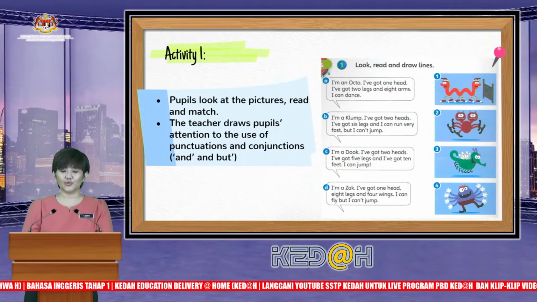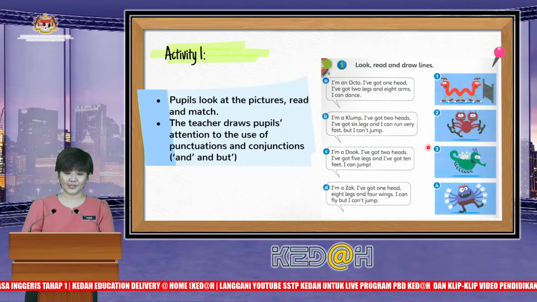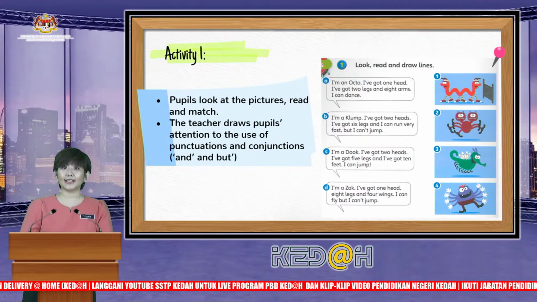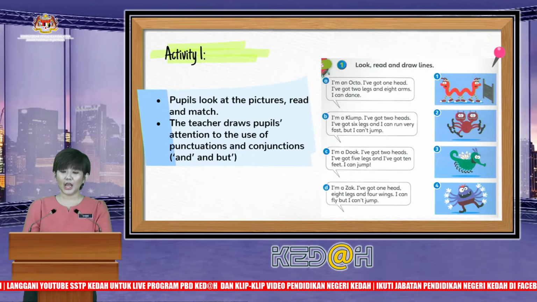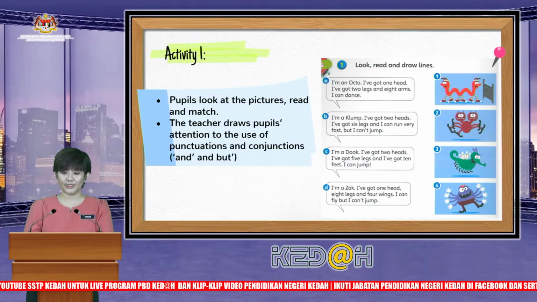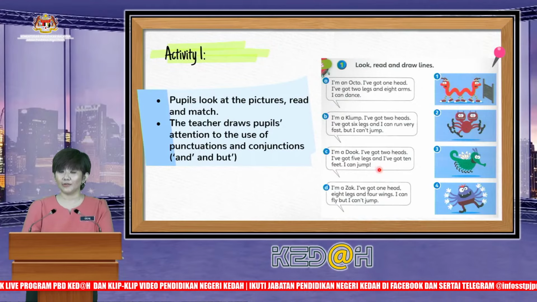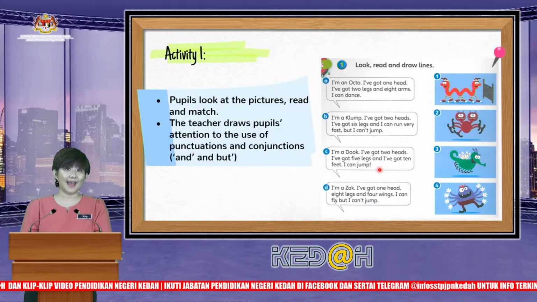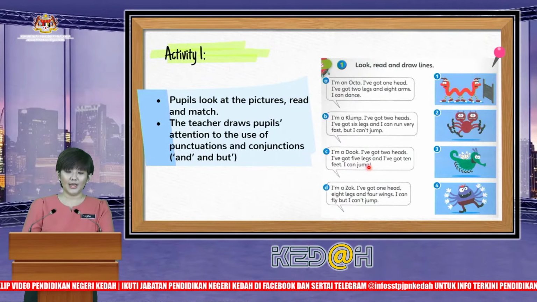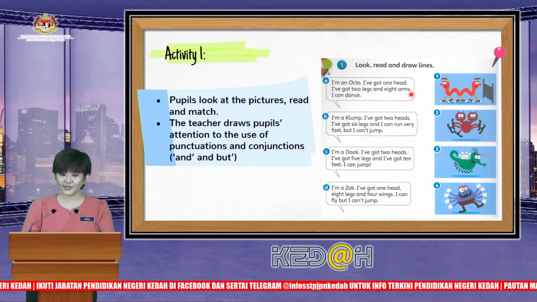Pupils will have to read these 4 short paragraphs, look at the pictures carefully, and match them. As this reading activity leads up to the writing activity later part of the lesson, I would draw my pupils' attention to the use of punctuations and conjunctions in these paragraphs. I would also draw their attention to the use of the plural s. For example, we have here legs, 5 legs, and 8 arms.